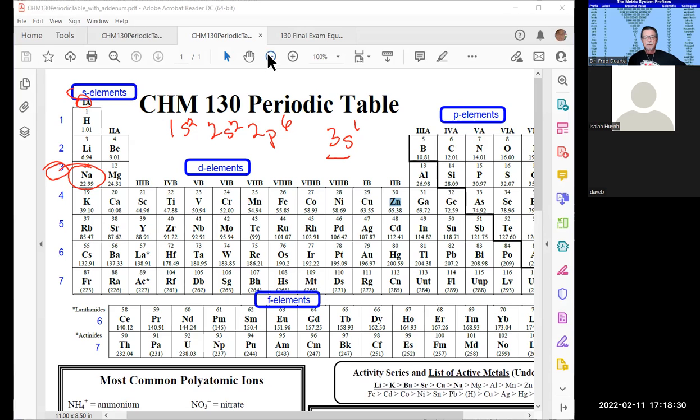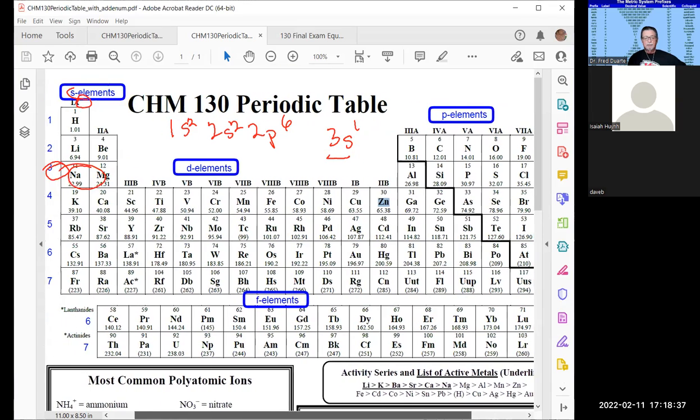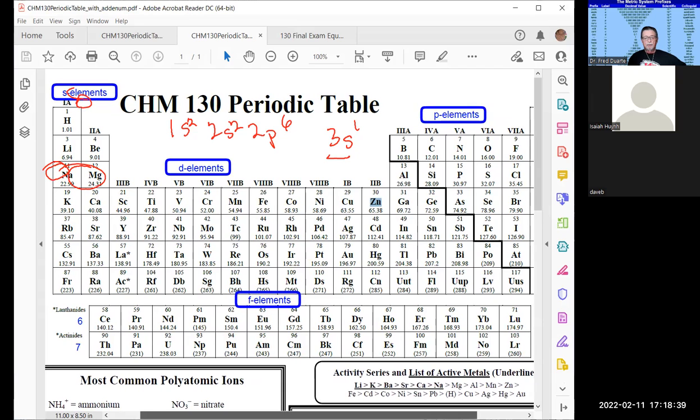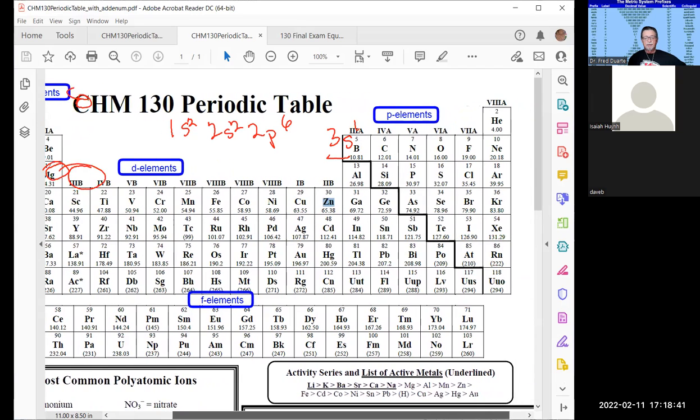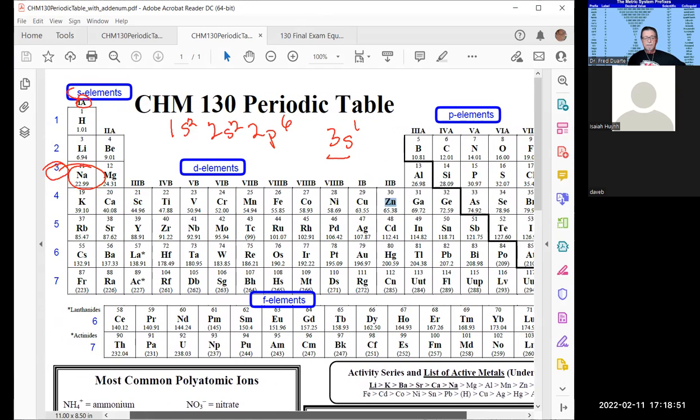Look where sodium is. The element previous to sodium, element number 10, is neon. I mean, sodium is element number 11, and the previous noble gas is number 10, which is neon.